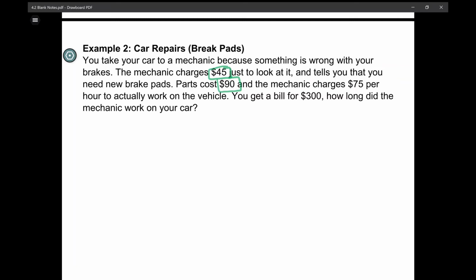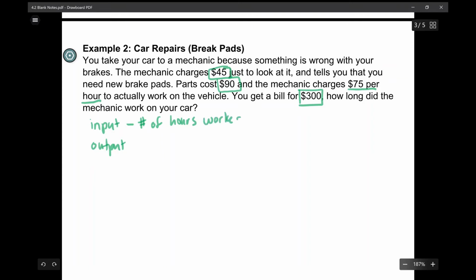The next thing, it says he charges $75 per hour. All right, so that's a rate, okay? And finally, the final bill is $300. All right, so let's see if we can figure this out. What is our input into this? And what is our output? Well, the input is going to be the number of hours the mechanic has to work on my car.